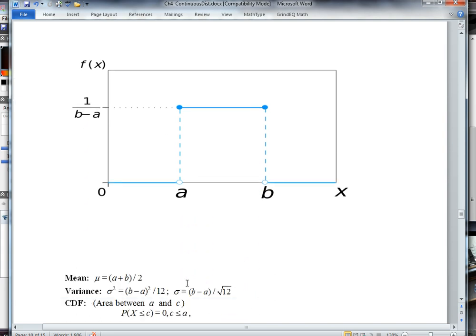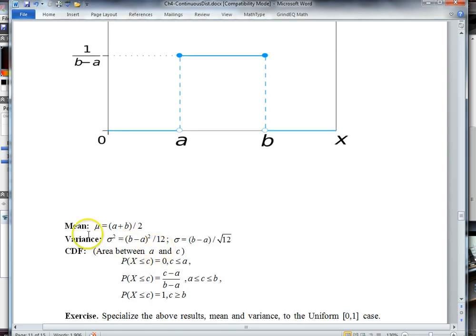So when I multiply them together, I get an area of 1. That's as simple as it is, and it turns out the mean of this distribution is a plus b over 2. The variance is b minus a squared over 12, and the standard deviation is the square root of that, so it's b minus a over square root of 12.